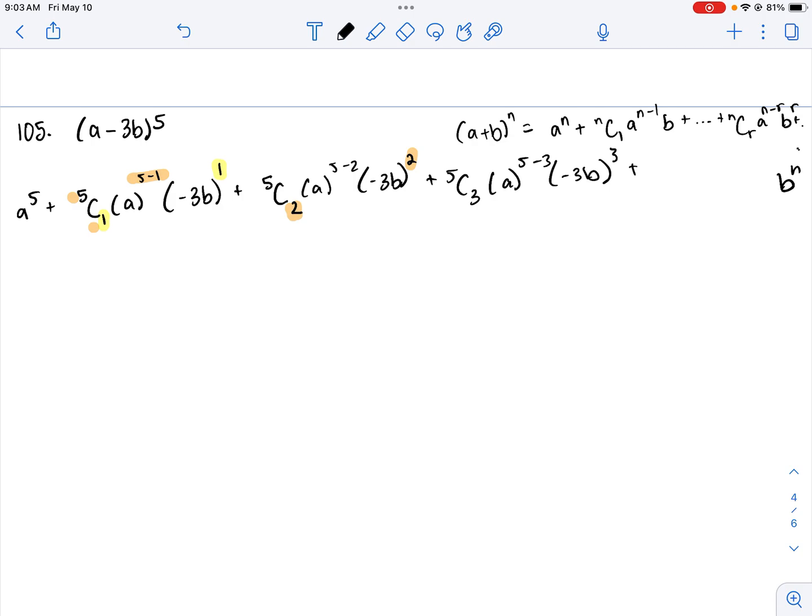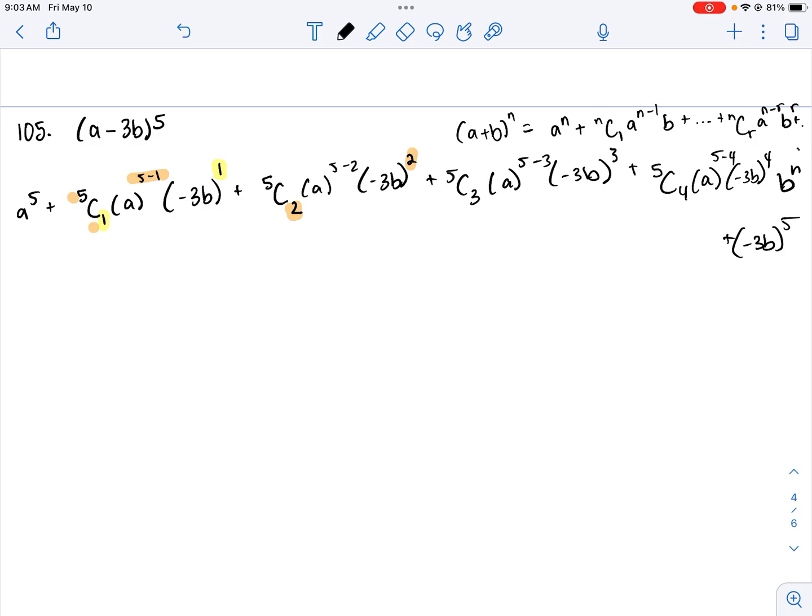And I am running out of room. 5 choose 4, a to the 5 minus 4, negative 3b to the 4th. And then the very last term is going to be negative 3b to the 5th. And I could include 5 choose 5, which is just 1, and a to the 5 minus 5, which is also just 1. So I don't really need that.